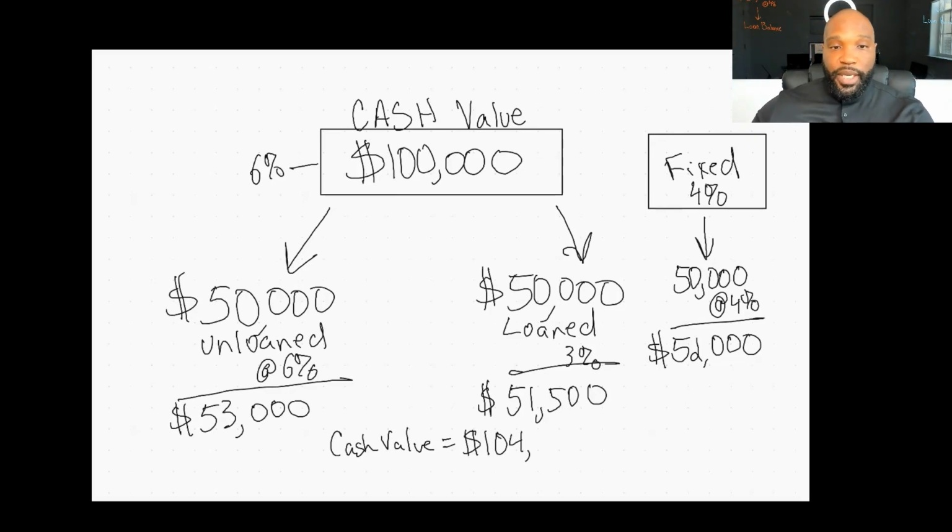Even though you borrowed money, you still made money because we got $4,500 more in cash value than what we started with, even though we took a loan, right? So that's a fixed loan. And again, that's the more conservative way to access the money. Now let's talk about a riskier, but a more rewarding way to access money.